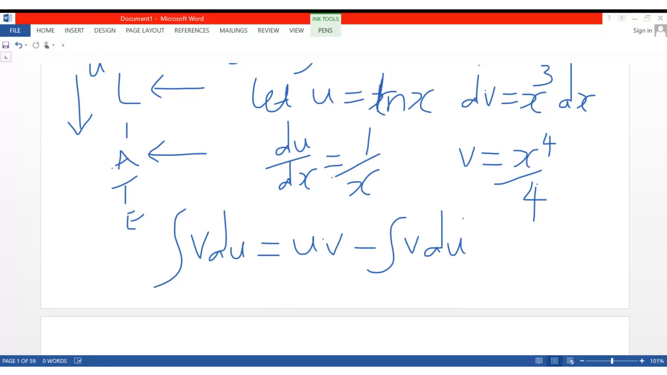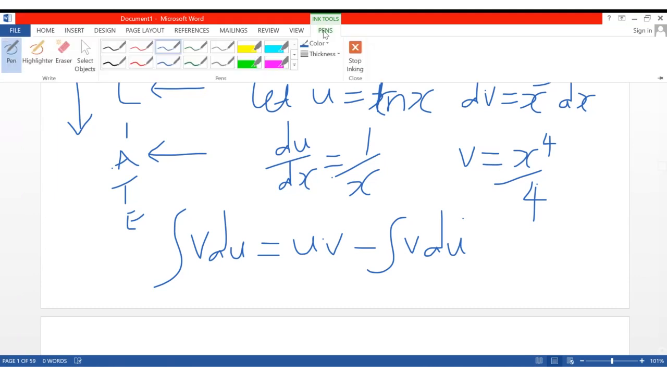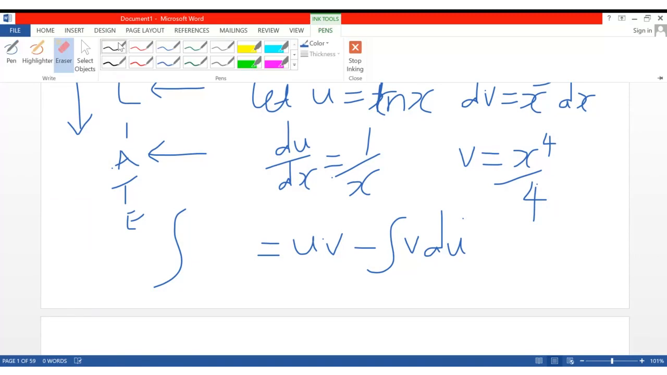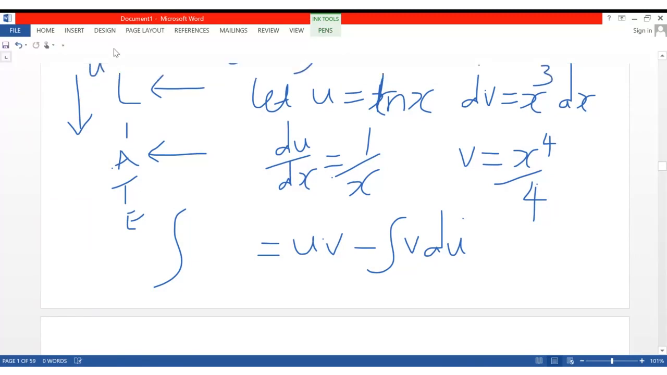No, I think I've written it wrongly. It's not like that. That is not the correct one. So pens, that one was wrong. I think it says what? Let me see. Integral of u dv, yes, it is written like that. The integral of u dv is equal to uv minus the integral of v du.